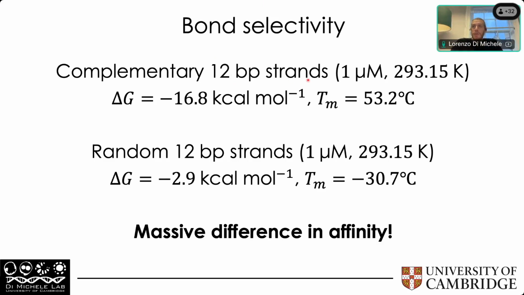I used some online tools to work out that at room temperature and 1 micromolar concentration of these 2 complementary DNA molecules, you have a hybridization free energy of about minus 17 kilocalories per mole, and you have a melting temperature of 53 degrees. Then I consider 2 molecules which are not complementary, they're just random, but they are still 12 base pairs. And when I did that, I got a much, much smaller, much less negative free energy, and a melting temperature which is now minus 30 degrees C.